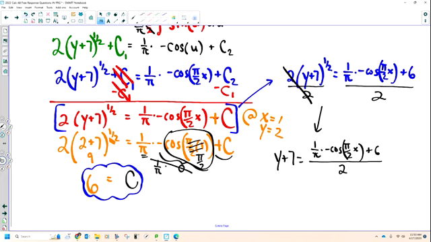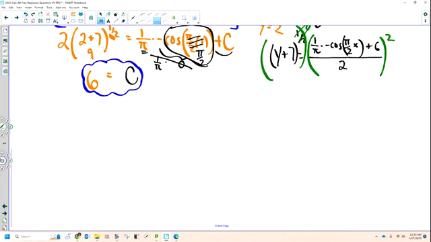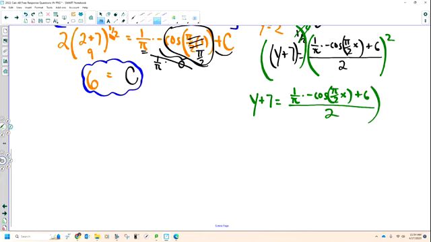Now I need to subtract. Oh, that's to the 1/2 power. That'll change our answer if I don't write that. So now I want to square both sides. If I square the left side, it gets rid of my 1/2, but then I got to square the entire right side. There's just a lot of writing here. So I have y plus 7 equals 1 over pi times negative cosine. I could put a negative in front of the 1 over pi, I'm just writing everything the way it is. 2x plus 6 all over 2. This whole side is squared now.